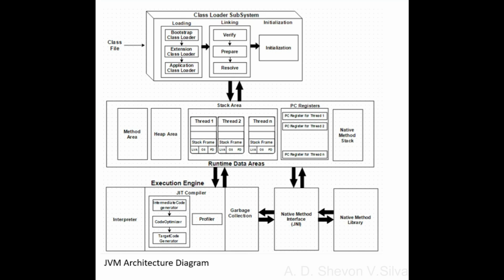As shown in this diagram, the JVM is divided into three main subsystems: class loader subsystem, runtime data area, and execution engine. Class loader subsystem. Java's dynamic class loading functionality is handled by the class loader subsystem. It loads, links, and initializes the class file when it refers to a class for the first time at runtime, not compile time.